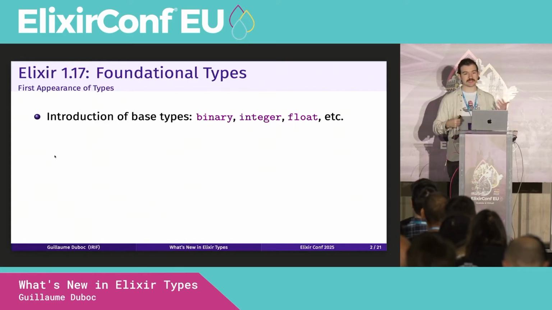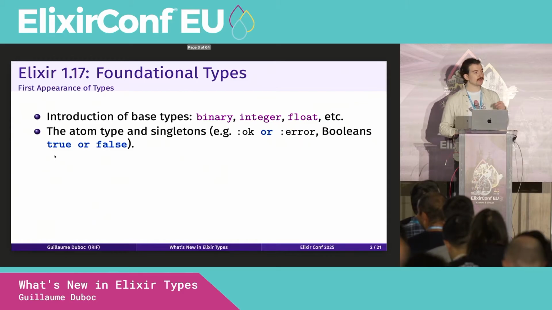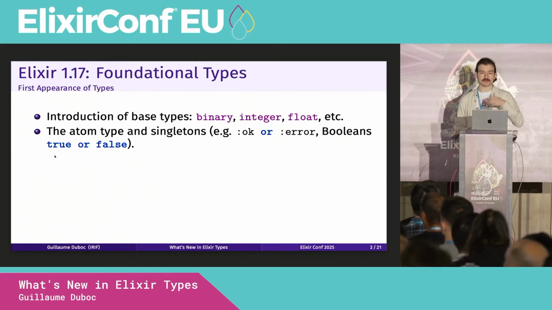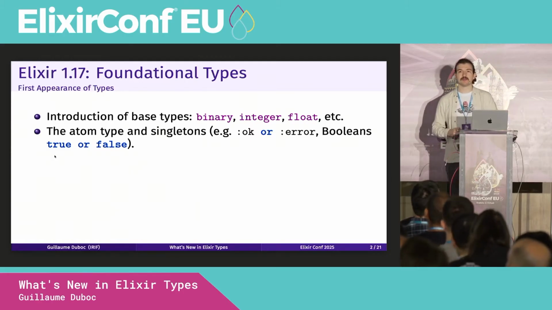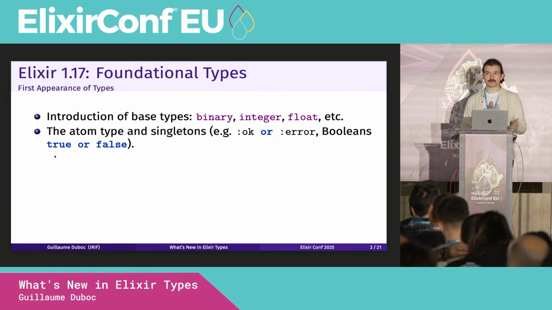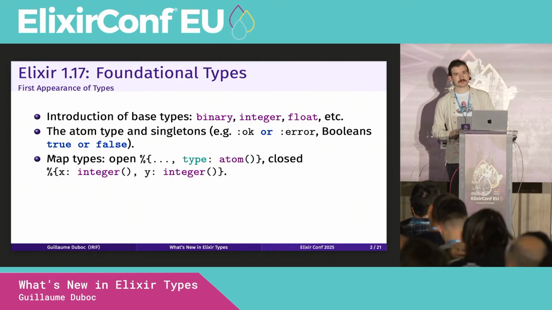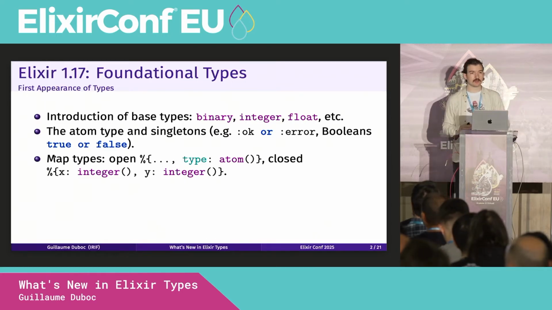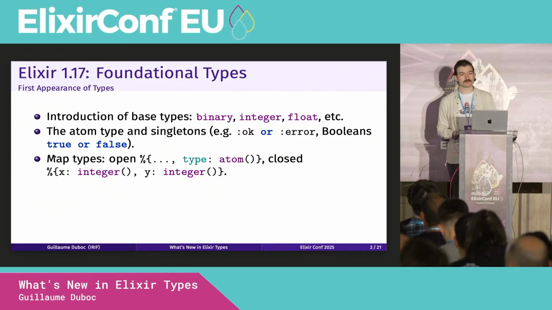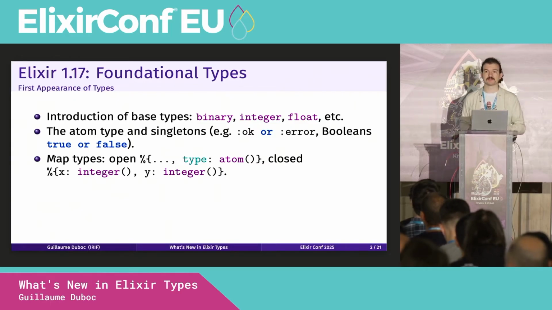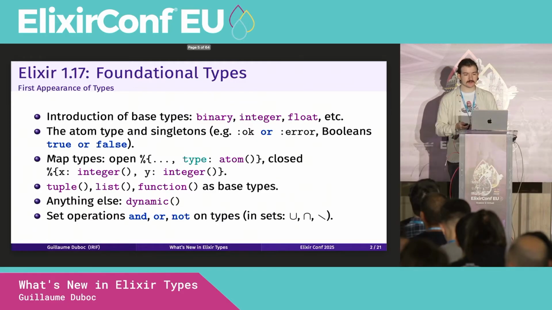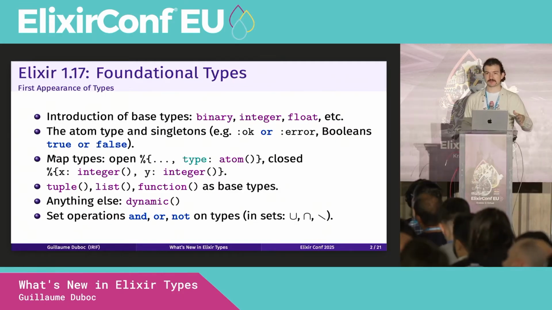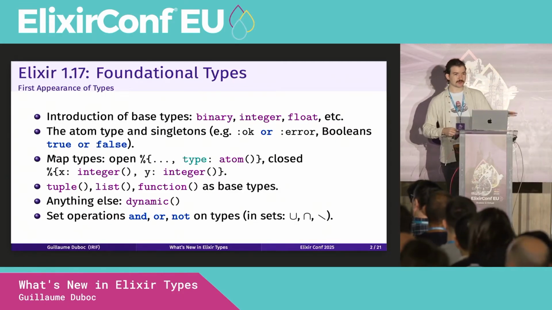types. So introducing base types, binary, integer, float, introducing an atom type with precise singletons. You can represent the type OK or error, or you can represent booleans, true or false. We had map types, being able to represent a map of any value, an open map, with the key type set to an atom, or just a closed map with just two fields defined, x and y.